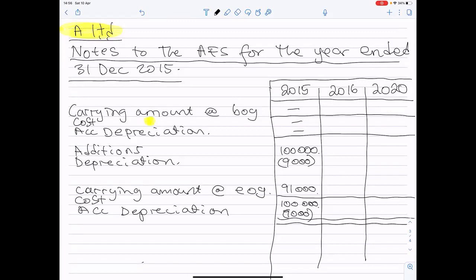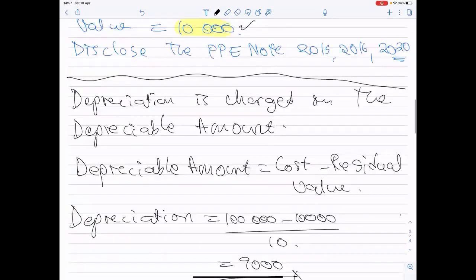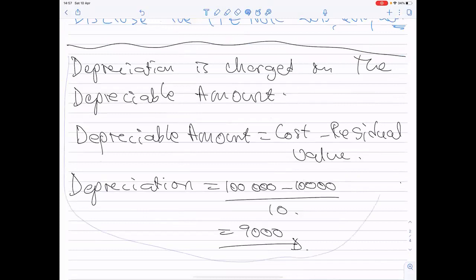Are we together? So I am going to say the carrying amount at the beginning of the year is 91,000, constituting of the cost of 100,000 minus accumulated depreciation of 9,000. So in this case, you have got your 91,000 as the opening balance. Is that clear? All right. Silence means confusion. I can repeat it.